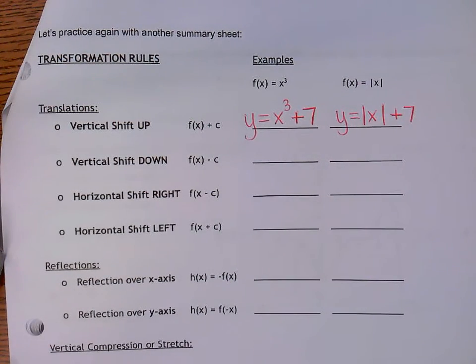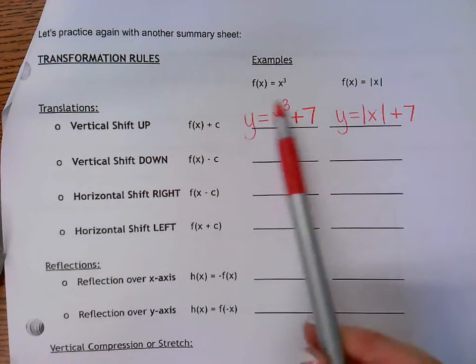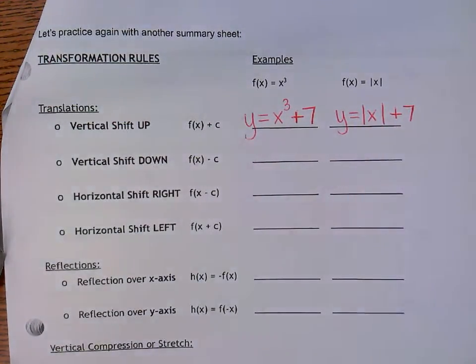So running the 7 outside of the function, outside of the x cubed, outside of the absolute value, it's the same for any function. Are any of you in trig right now? So you will graph trig functions. So it's the same for trig functions. Sine of x plus 7, x squared plus 7.